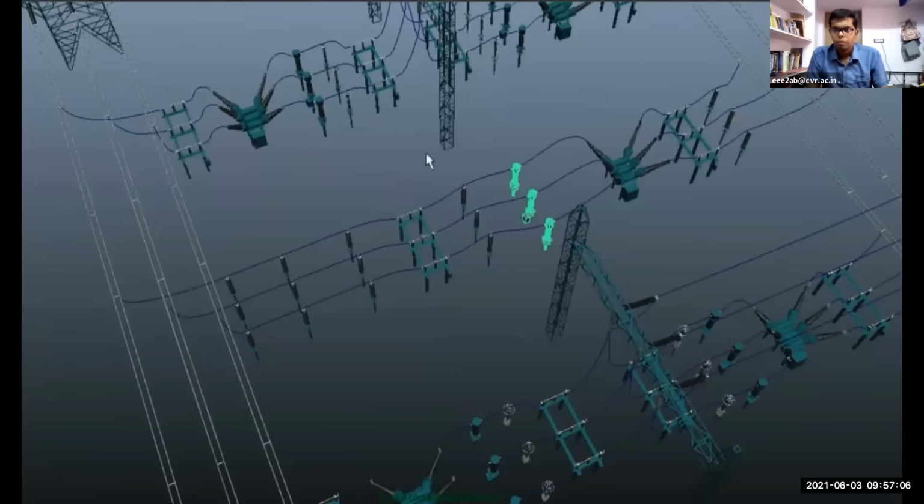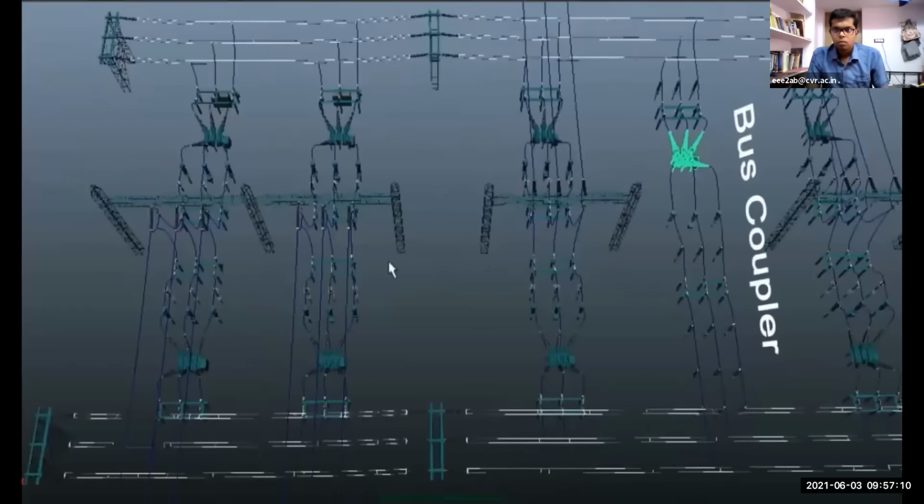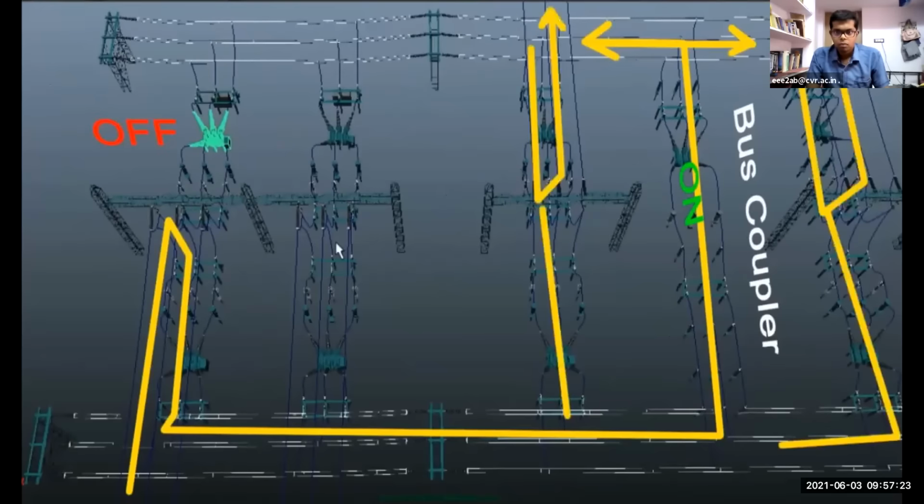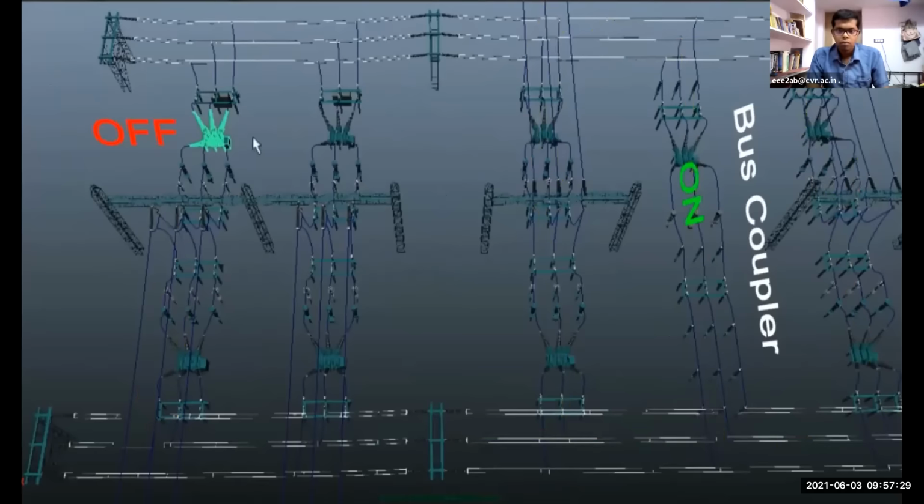The coupler is very useful during the time of maintenance. To do the maintenance of this circuit breaker, the bus coupler must be switched on so that the incoming power from this line will transfer to bus 2 through this path and finally reach the transmission line. So we will not face any problem in switching off this breaker.